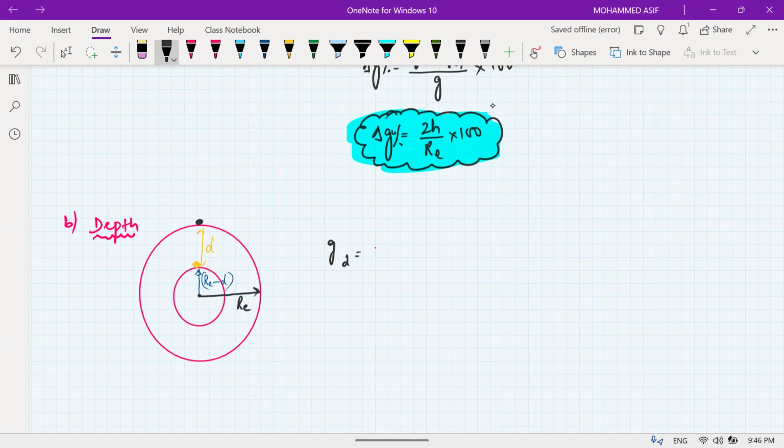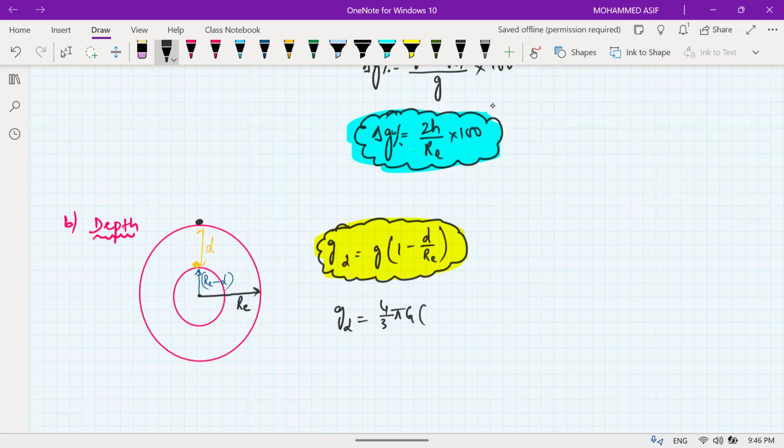So g at a certain depth will be equal to how much? Or g in terms of density, use the formula of g with respect to density. You will get g at a depth equal to g into 1 minus depth divided by radius of earth. I am not deriving it because these are formulas which should be committed to your memory. So g at a depth will be equal to g into 1 minus d divided by radius of the earth. In terms of density, g at a depth will be 4 by 3 pi G into (radius of the earth minus d) into density. This will be the formula.